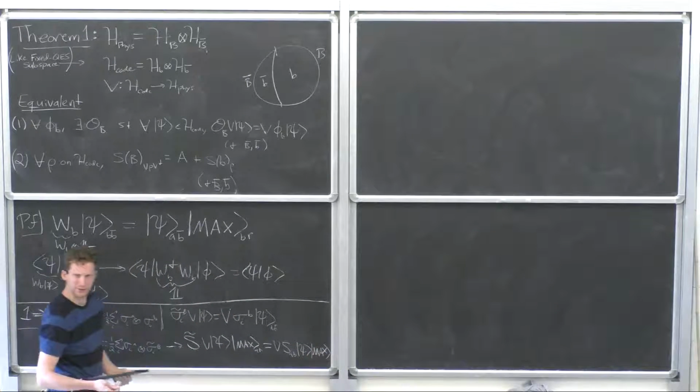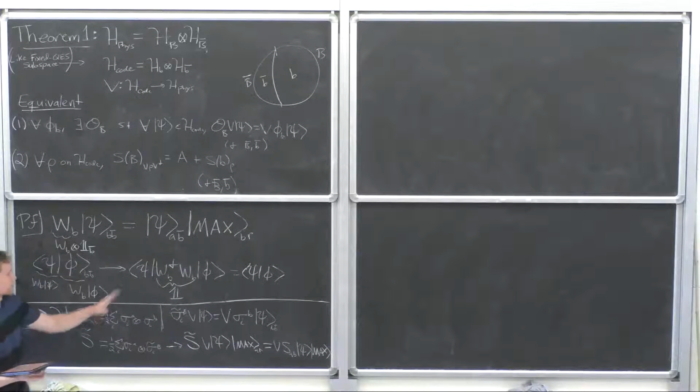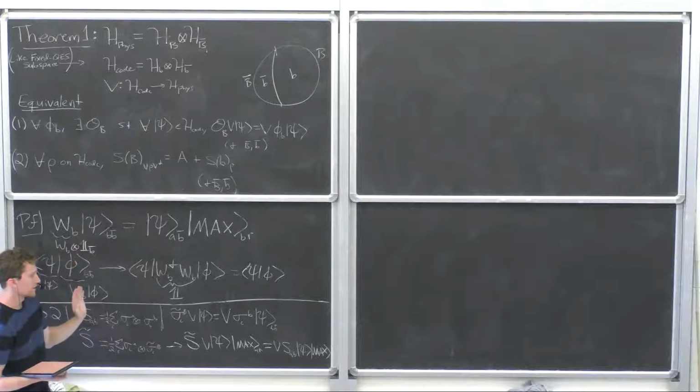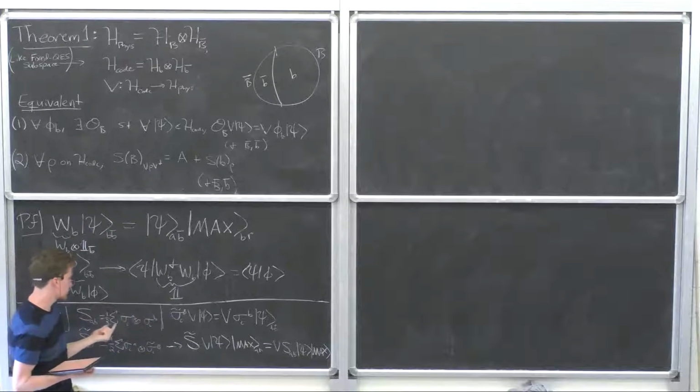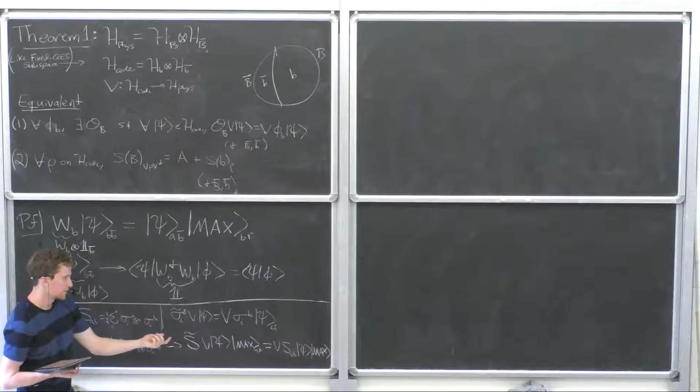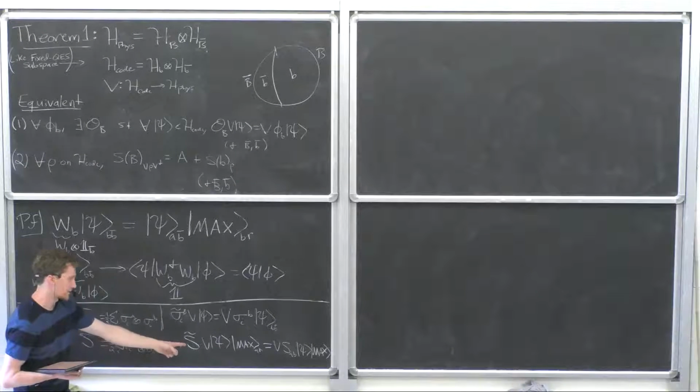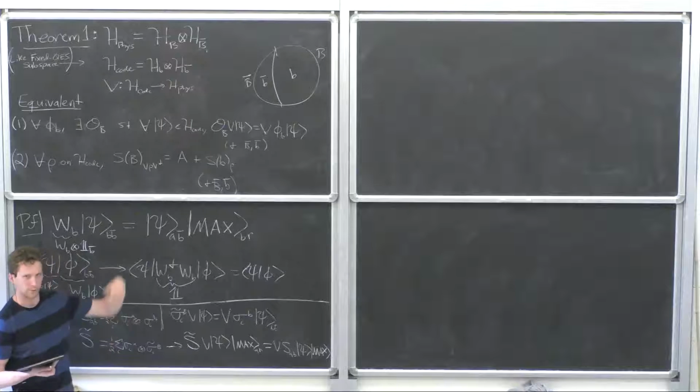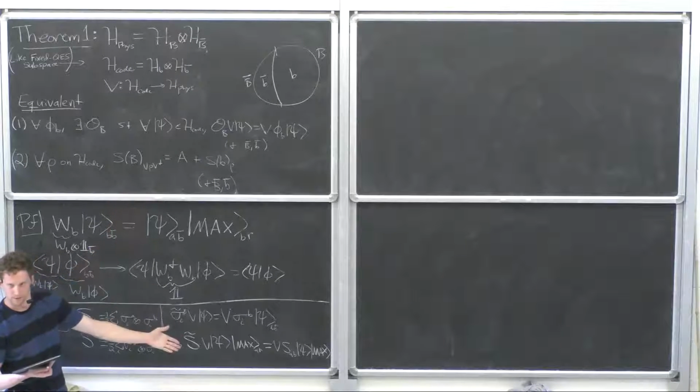Is that clear? Like we're just using 1 to say that instead of this swap operator that swaps little a and little b, we could write it as an operator that acts on capital B instead of little b. Because we can reconstruct any operator that acts on little b. Let's do that.